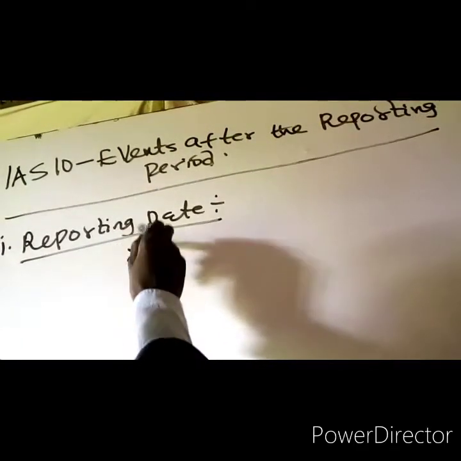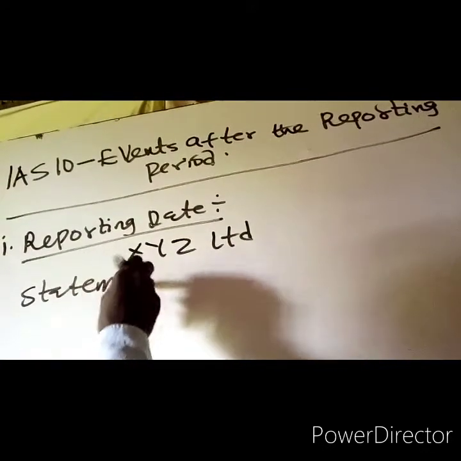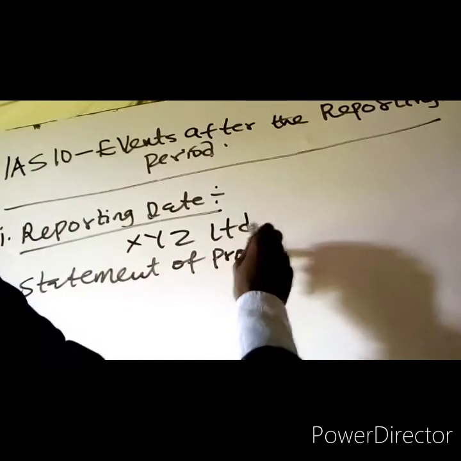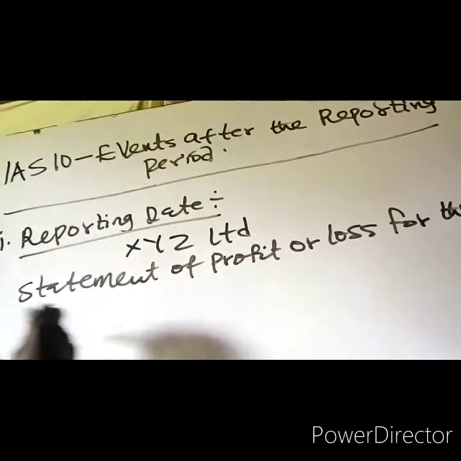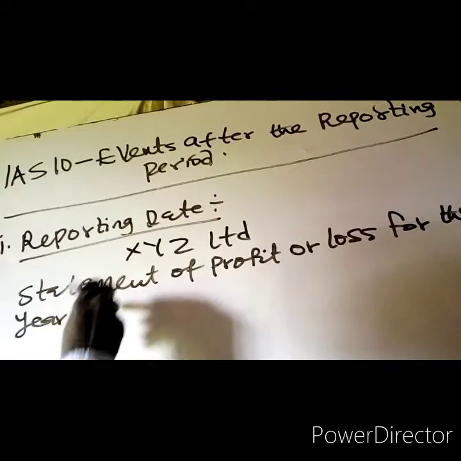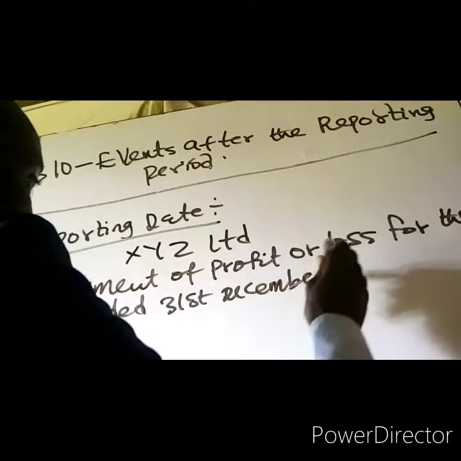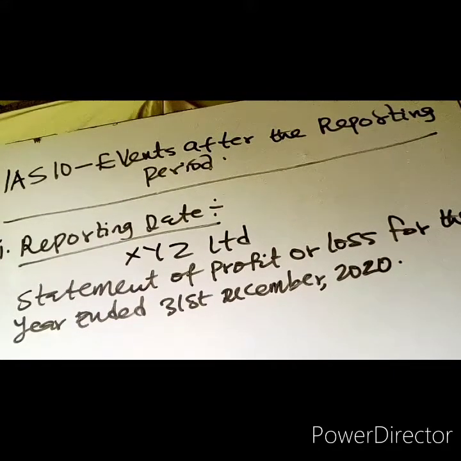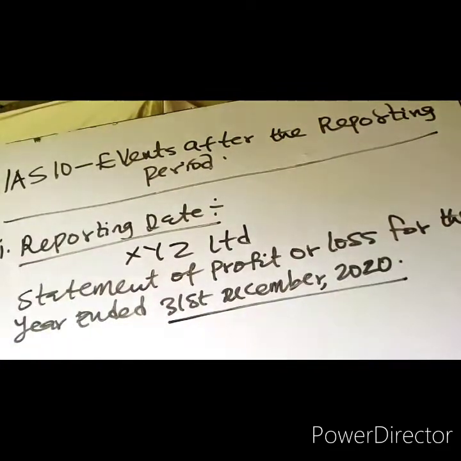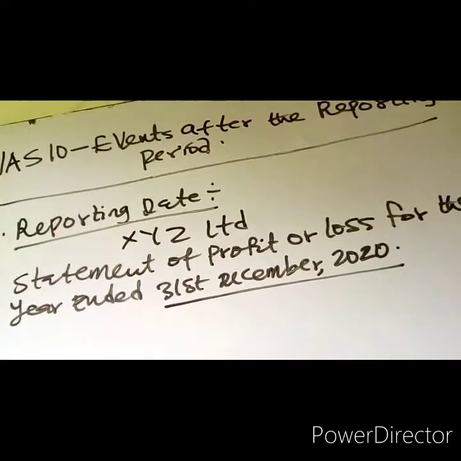Take for instance, if you have XYZ Limited statement of profit or loss for the year ended 31st December 2020. So the reporting date of XYZ Limited is 31st December 2020. This is the reporting date, the date in which the financial statement is presented.